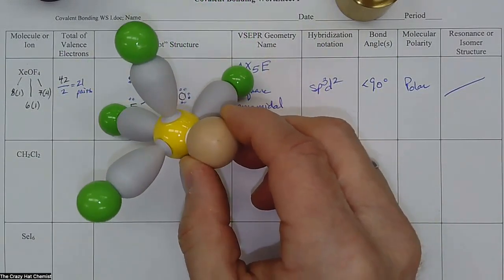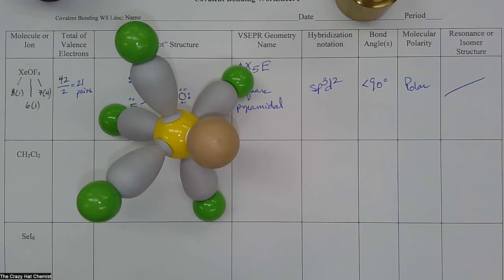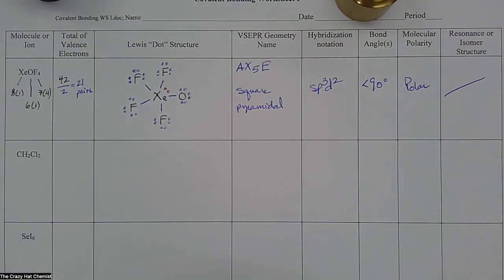That means that it's polar. It has polar bonds and it's asymmetric, therefore it's polar. Right? That one is our first one, and hopefully that checks out. Perfect. All right, let's give the next one a try.